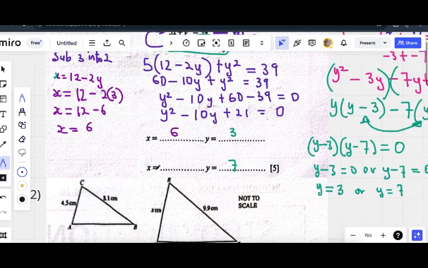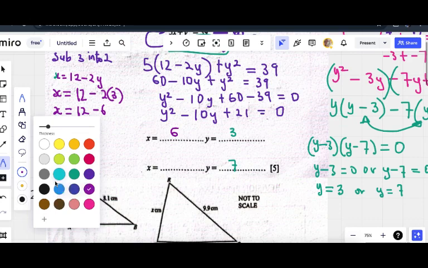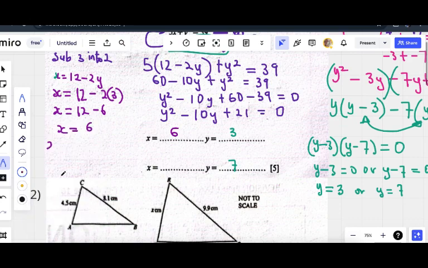Now to find the second value of x, you substitute 7 for this y. We can change the color also. So we say x2, if you like, call it x2, or just leave it as x equal to 12 minus 2 multiplied by 7. Why am I multiplying 2 by 7? Because here 7 is the value of y. So I'm substituting this 7 to replace this y here. So it becomes 2 multiplied by 7.